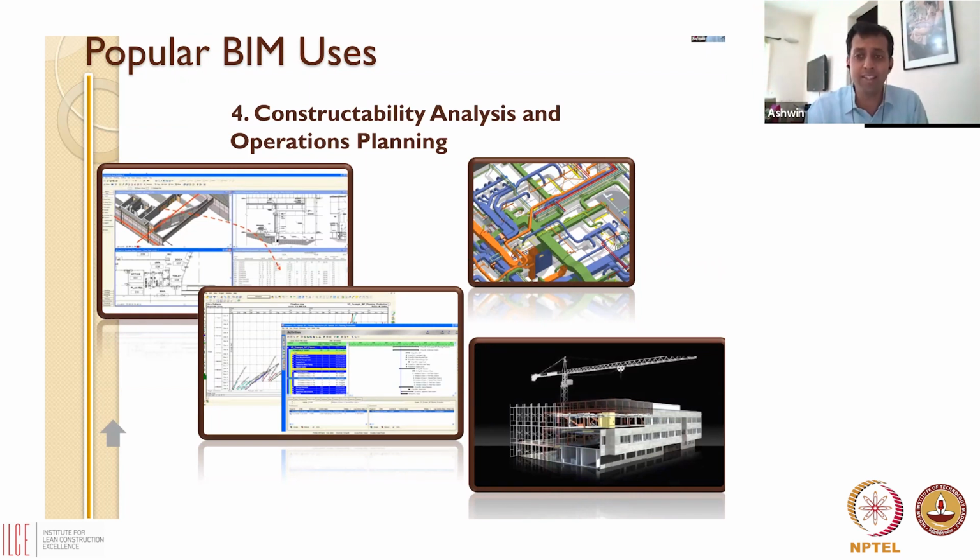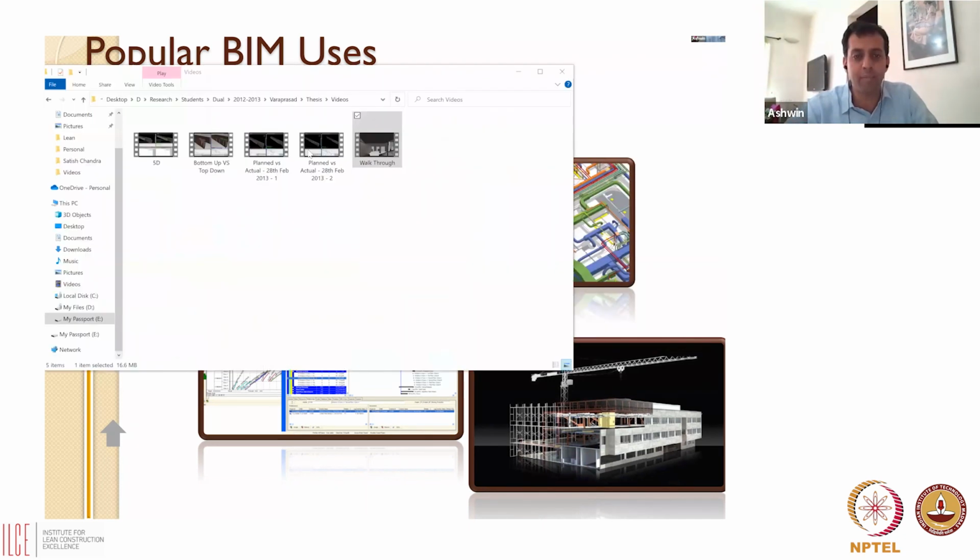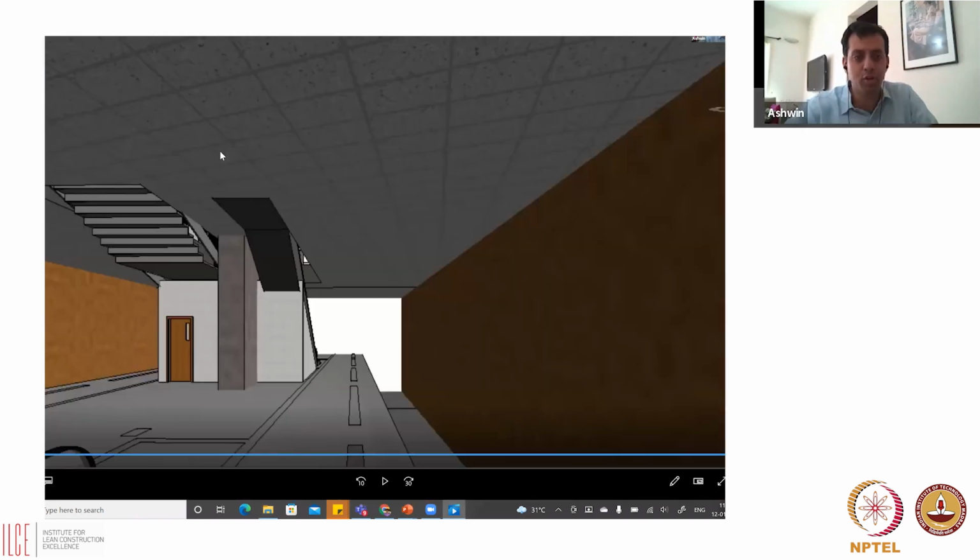Okay. Now, again, this can be simulated ahead of time. You can simulate various construction sequences. Okay. And based on that, you can pick out what you feel is an optimal construction sequence. And this is what we call 4D model. Okay. So let me show you a very simple 4D model.